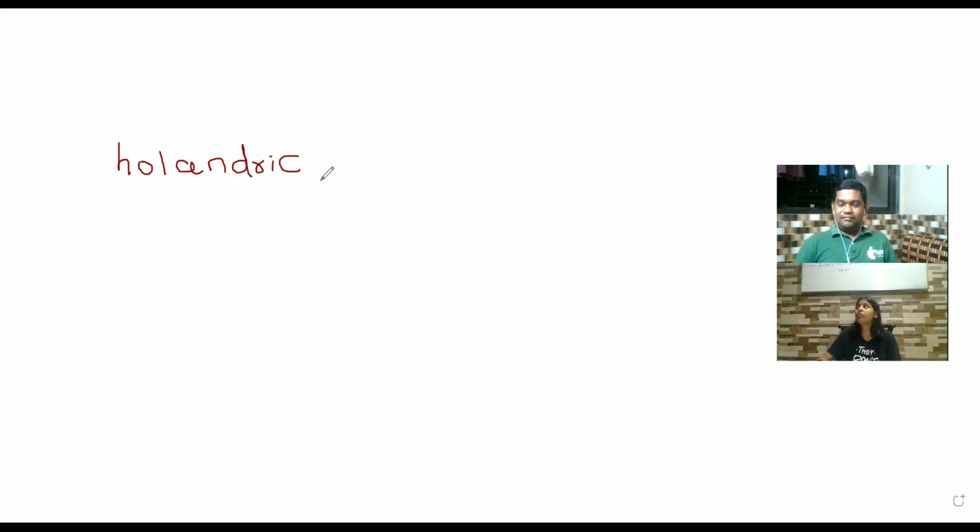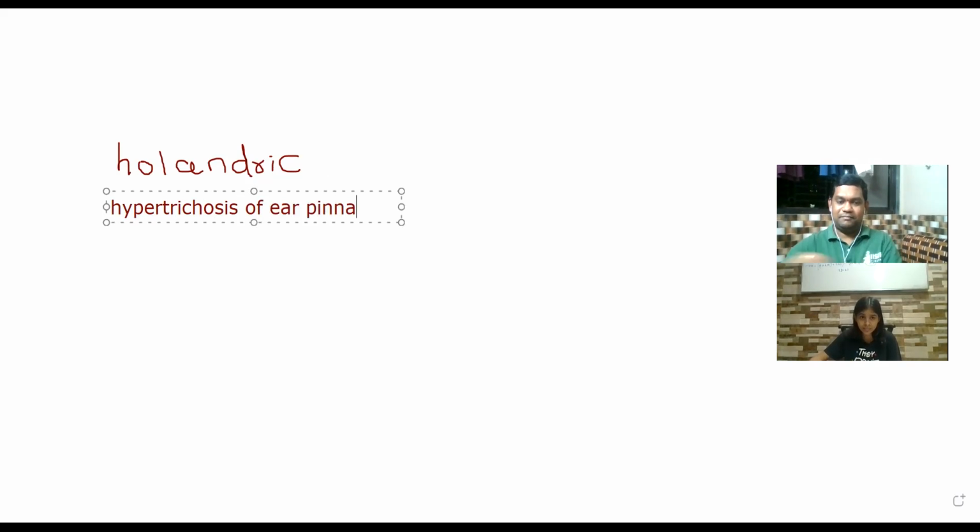Non-homologous region of the Y chromosome. Yes, that means they are genes exclusively for the males. Getting it? So, gene for the beard and mustache. There is something called hypertrichosis, hypertrichosis of ear pinna. On the ear pinna, there are hairs present.